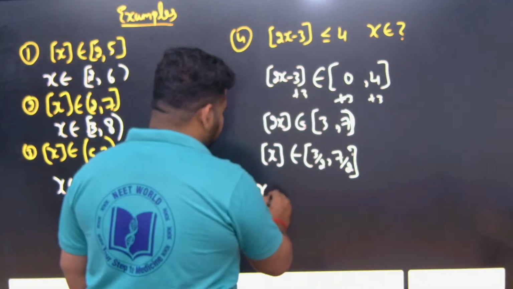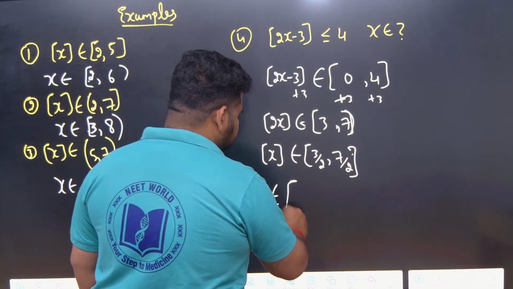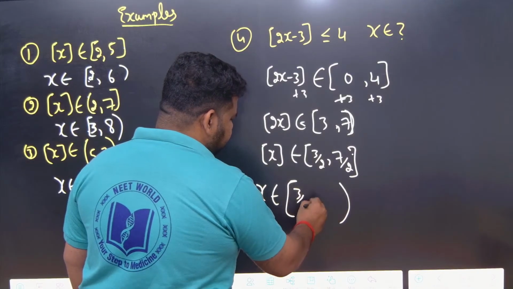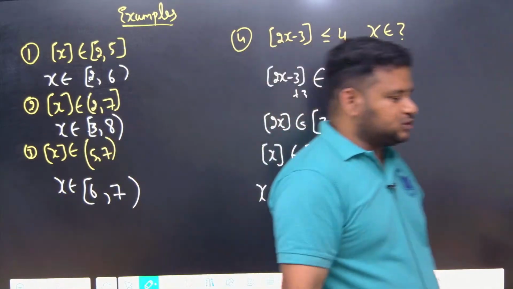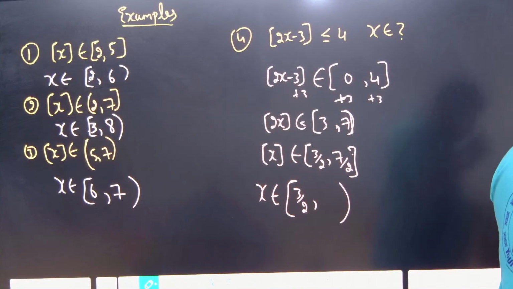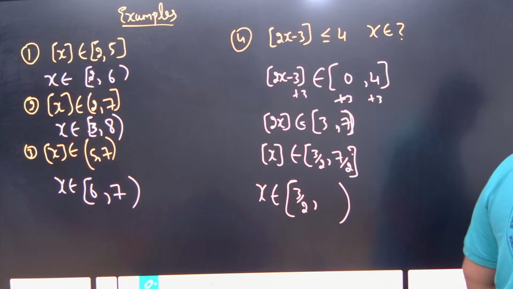So x belongs to what? X should always belong to closed comma open. Here already closed is there, so I will write 3 by 2. Now I want to open. What I should do? You think. You have to think.